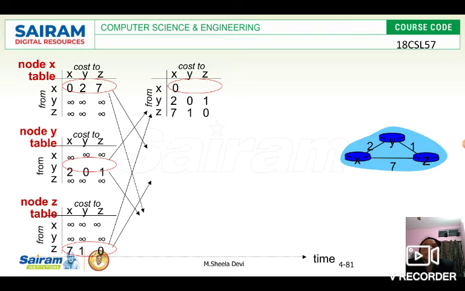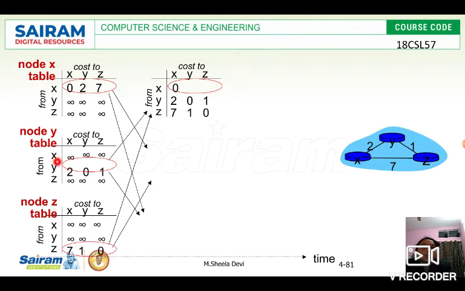Now we'll see how Bellman-Ford works. See this. This is the network with three nodes, which are x, y, and z. Initially, my node x will calculate the routing table. From x to x, obviously it will be 0, x to y it is 2, a direct path exists, and x to z it is 7. The other values will be infinity, since it didn't get any information, because this is the initial iteration.